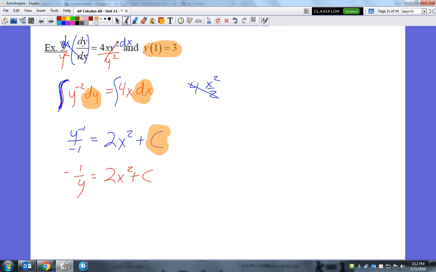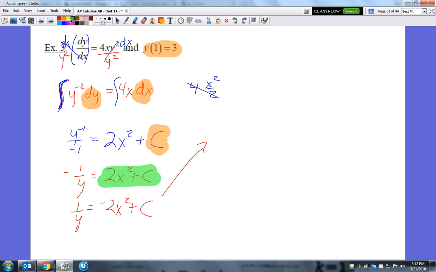I can multiply by a negative, so that 1 over y is equal to negative 2x squared minus c. But still, I could put plus c, it doesn't matter, okay? Because, again, the constants are compounding on top of each other. We're going to figure those out when we use our initial condition. And then we can simplify this by multiplying both sides by y and dividing by the 2x squared plus c.